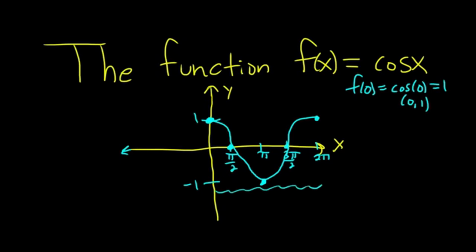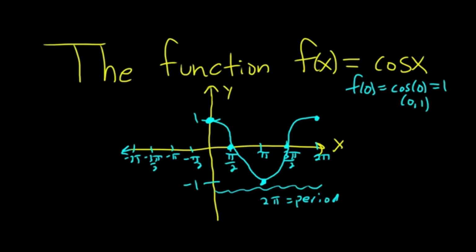So this distance here is 2 pi. That's called the period of the function because it's going to just keep doing that. This shape is going to keep repeating. So if I draw it over here, negative pi over 2, negative pi, negative 3 pi over 2, negative 2 pi, it's going to look exactly the same.